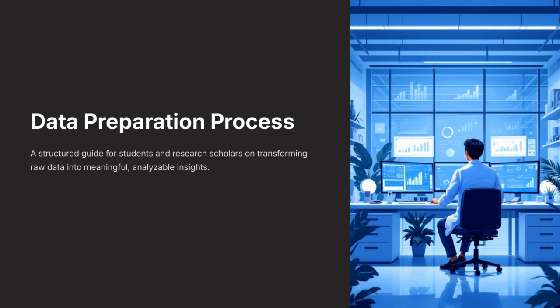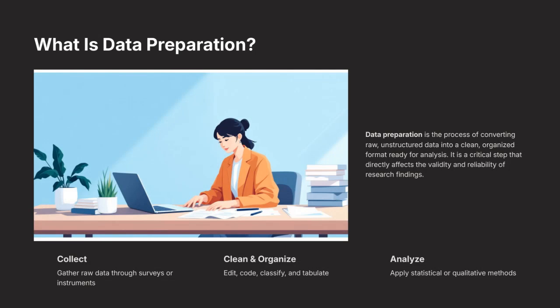Let's get started. When we talk about data preparation, the first step is to gather raw data through surveys or other instruments. This is where we collect the initial information that we'll analyze later. Once we have that raw data, the next important step is to clean and organize it. This means editing, coding, classifying, and tabulating the data to make it structured and manageable. At this stage, we analyze the data by applying either statistical or qualitative methods, depending on the nature of our research. The goal is to turn unstructured information into a format that's ready for analysis.